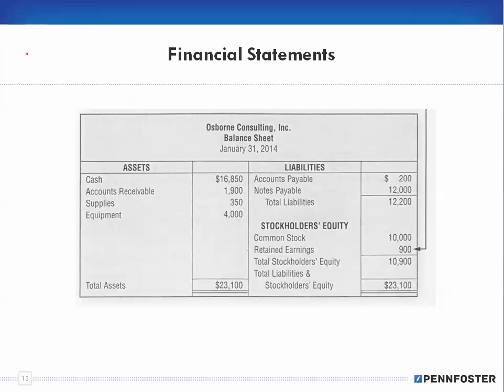Because remember, the financial statement reflects the financial position of a company from when it first got started all the way up to that specific date.